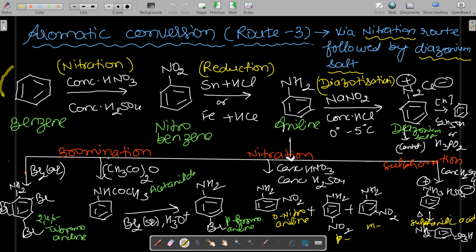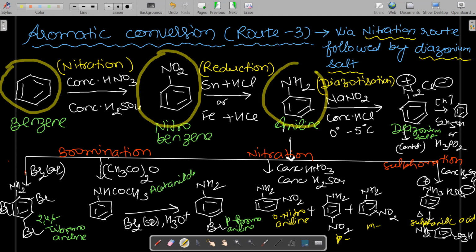The starting compound is benzene, which undergoes a nitration reaction in the presence of concentrated HNO3 and H2SO4 to form nitrobenzene. So benzene to nitrobenzene, the first step is nitration. Then nitrobenzene is followed by reduction. For reduction, we use any suitable reducing agent like Sn/HCl, Fe/HCl, or we can also use hydrogen and nickel catalyst, so that this NO2 group is reduced into NH2.